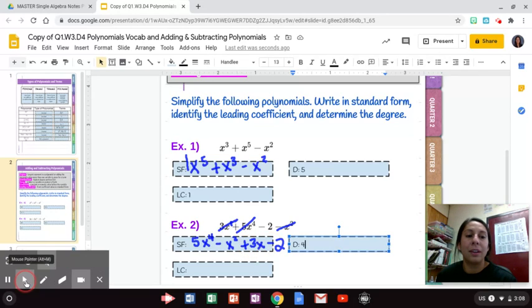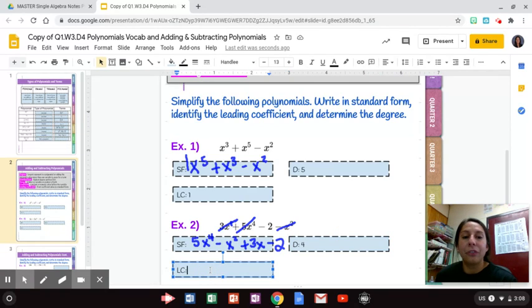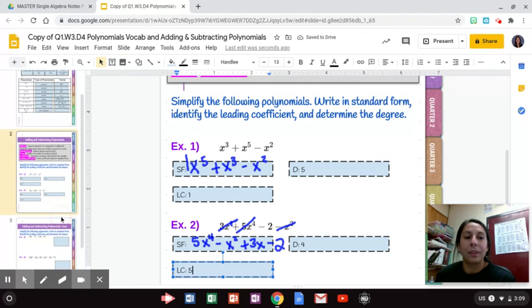But let's go ahead and look at the leading coefficient. What is the very front number when this is written in standard form? The 5 is at the very front. It's in front of x to the 4th. So my leading coefficient is a 5 for this problem. Okay, let's look at the next page.